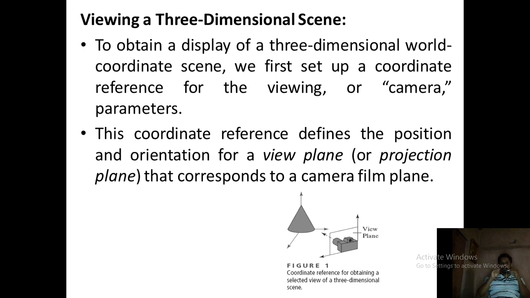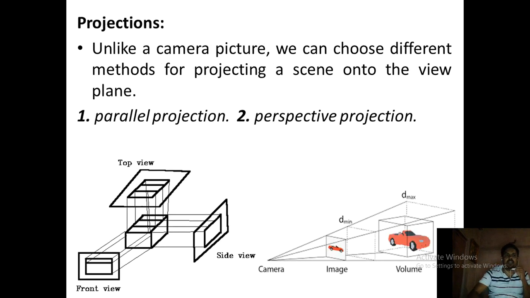The cone is being observed in that camera. Whatever the view plane is, it is nothing but your film plane. That is the view plane we have to set, and that is the reference frame we have to set here, right? Then next we have to do the projections. This is an overview of how the picture will be taken in OpenGL, right?